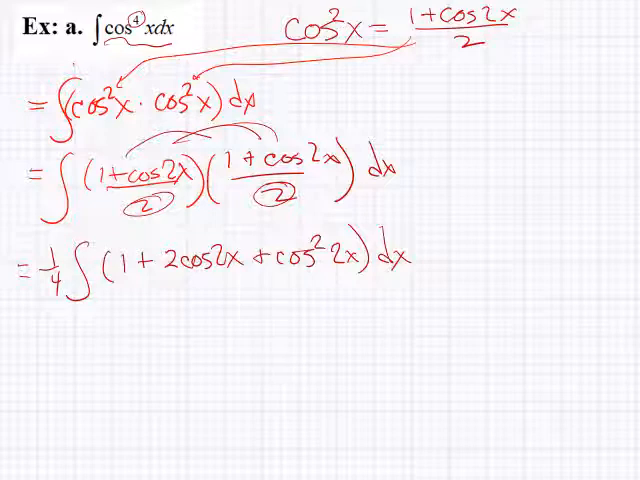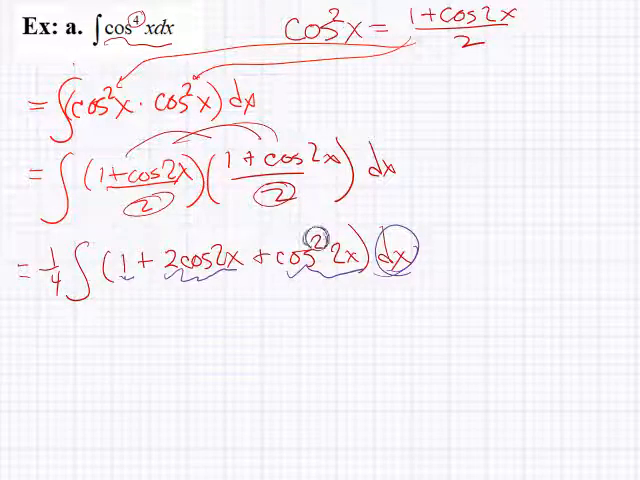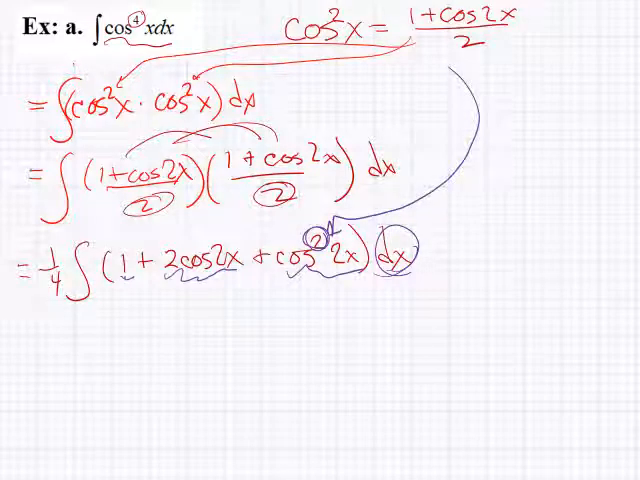All right. So now what? Well, I got to integrate 1 with respect to x. That's easy. I got to integrate 2 cosine 2x with respect to x. That's easy. But then I have to integrate cosine squared 2x. Well, the problem with that is it's a power bigger than 1, and it's an even power. So what should I do? You guessed it. Power reducing again.